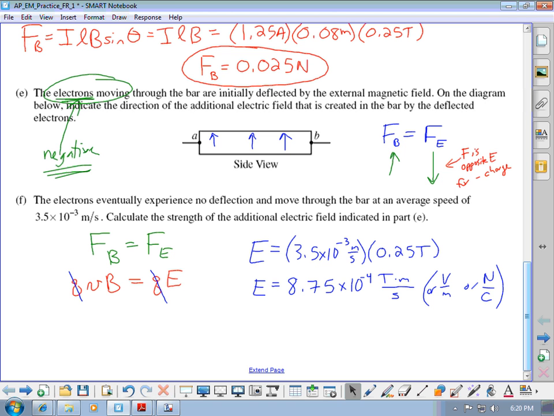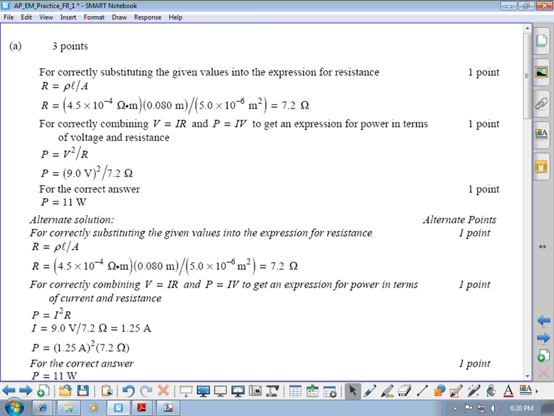So going over the scoring guidelines, part A was worth 3 points. It was 1 point for correctly substituting in the given values into the equation for resistance, rho L over A. Just writing down R equals rho L over A got you no credit. You had to recognize that they gave you the resistivity, they gave you the length, and they gave you the area, and you had to put them in the correct spot.